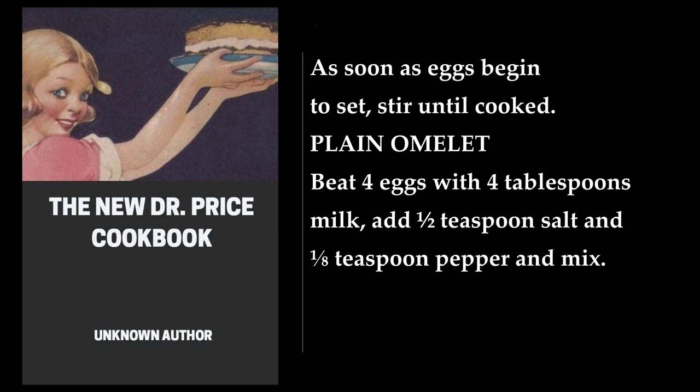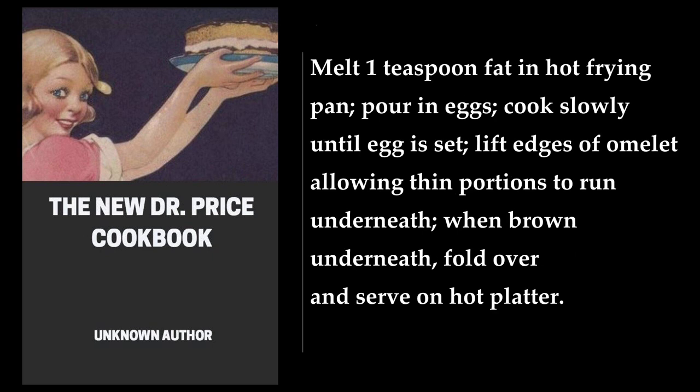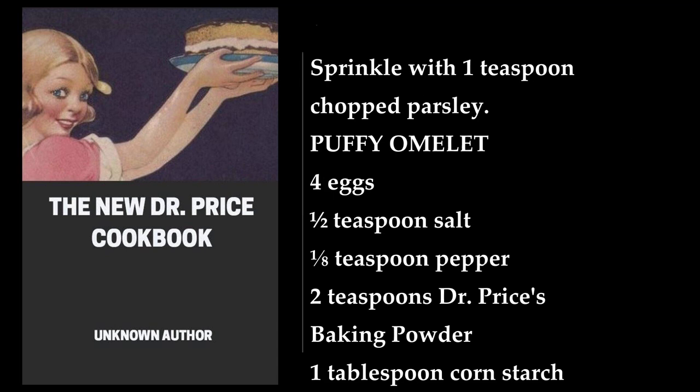Plain omelet. Beat 4 eggs with 4 tablespoons milk, add 1/2 teaspoon salt and 1/8 teaspoon pepper and mix. Melt 1 teaspoon fat in hot frying pan, pour in eggs, cook slowly until egg is set, lift edges of omelet allowing thin portions to run underneath, when brown underneath, fold over and serve on hot platter. Sprinkle with 1 teaspoon chopped parsley.